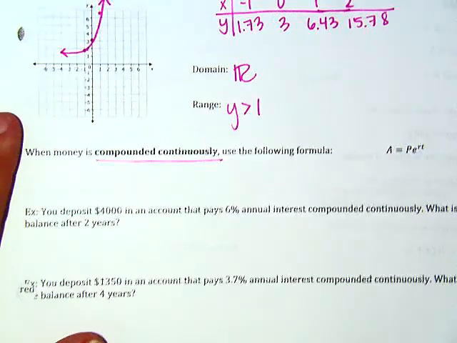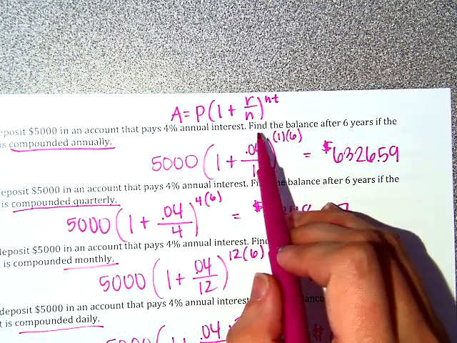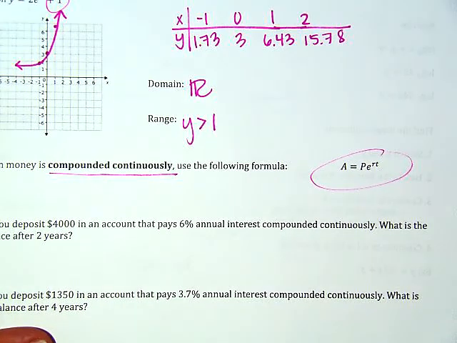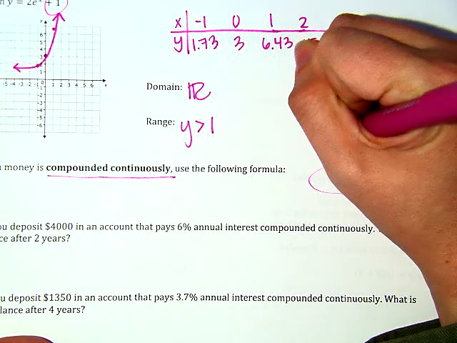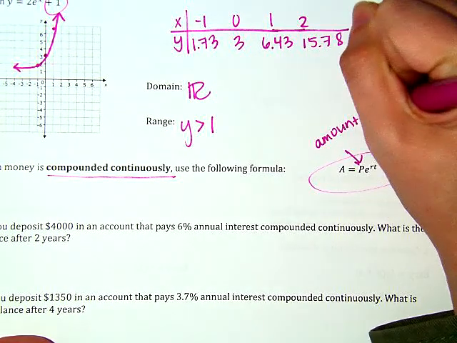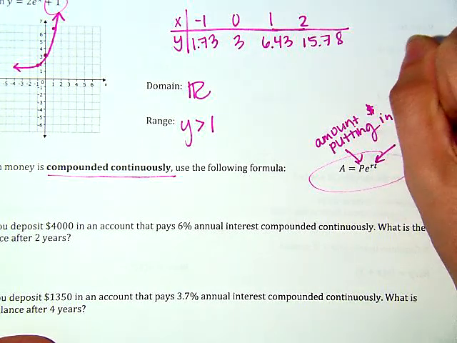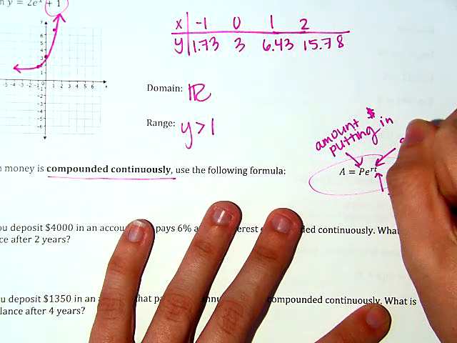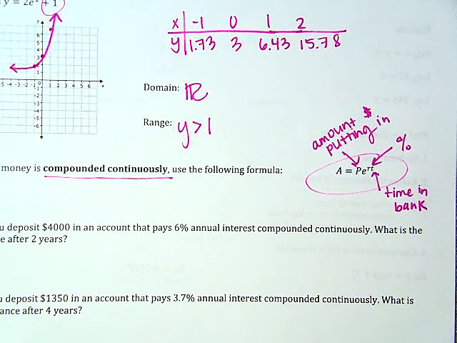Last part, compounding continuously. So we had 2 formulas here. We had this one from up here. This is if it's compounded annually, quarterly, monthly, daily. Anything but continuously would be PERT. P e to the rt. Same thing happening here. P is the amount of money I'm putting in. r is my percentage, my rate. And t is time in the bank. Same meanings as the other one.